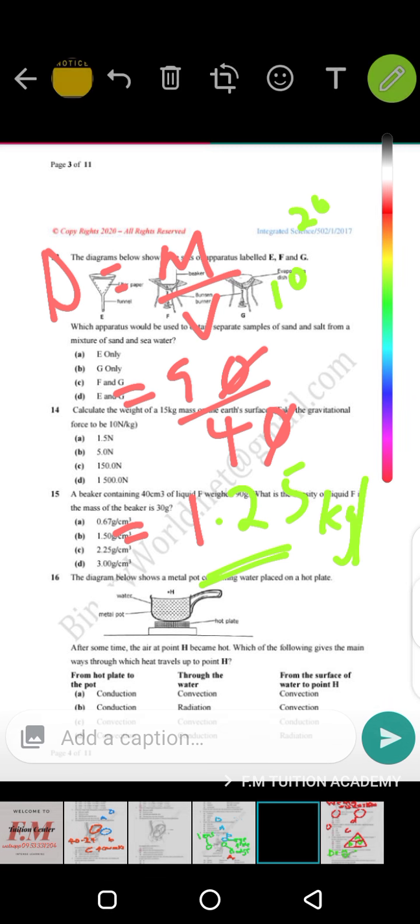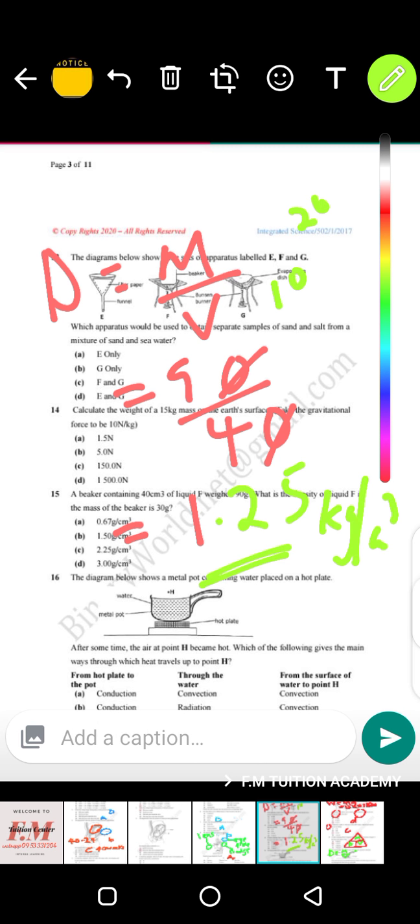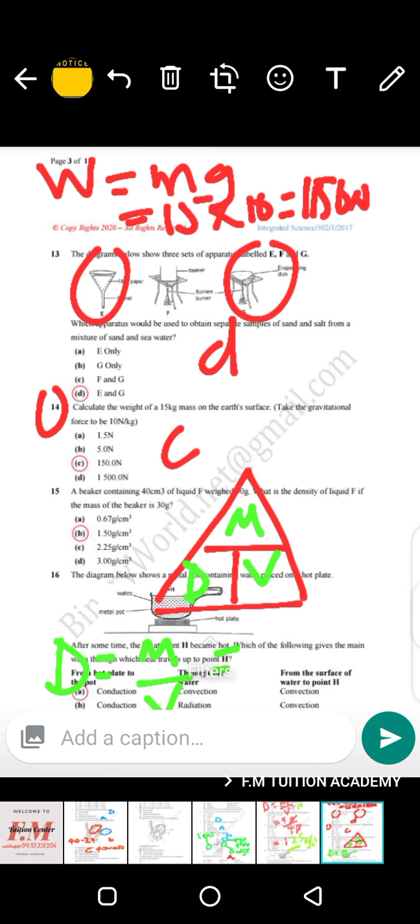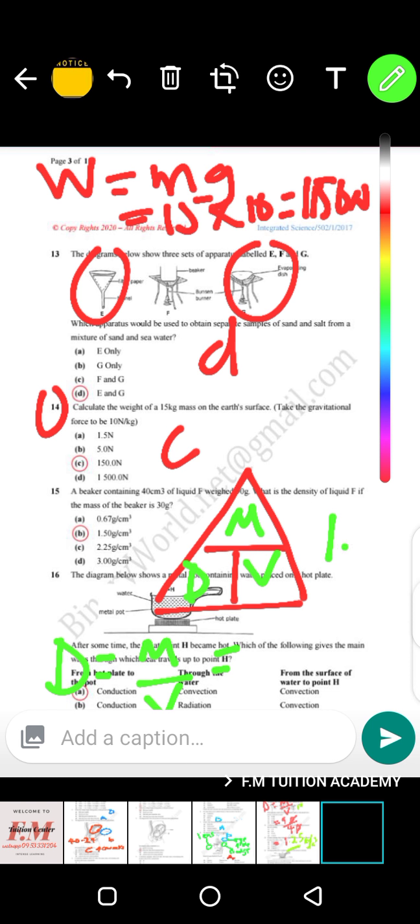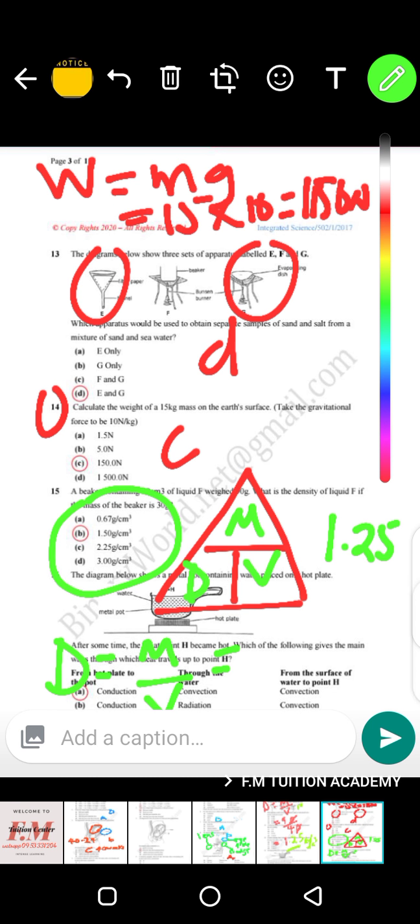Kilograms per cubic centimeters. So here the answer is not present, but this is the correct answer. They made a mistake here. On question 5, the correct answer is not present. The answer is 1.25, but it is not among these answers, so it means there was a mistake. So you write 1.25 kg per.